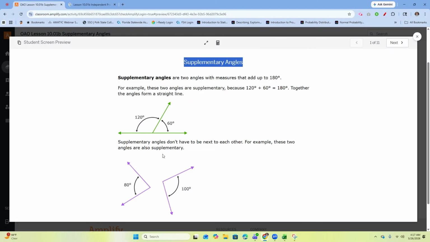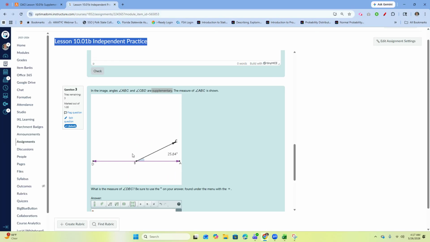Okay, so you can see here, I have these two angles. If you add them up, it's 180. That's why we call these two angles supplementary. Any two angles that add up to 180, like the ones you see down here, will also be called supplementary. So what we're going to do is work with two angles, and when you add them up, it should be 180.